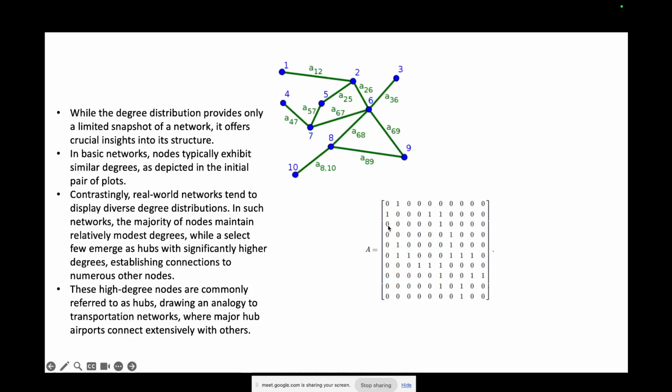So I think this is the third row and this is the sixth column, I think. Yeah, so you put a 1 here.